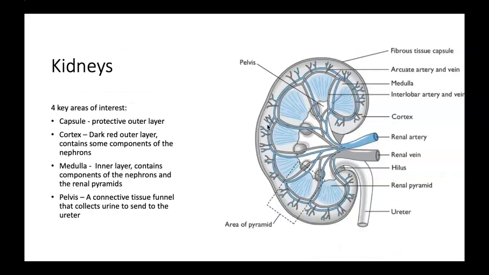There are four key areas of interest of the kidney: the capsule, which is the protective outer layer, the cortex, which is the dark red outer layer, and it contains some components of the nephrons. The medulla is the inner layer, and it contains components of the nephrons and the renal pyramids. And then we have the renal pelvis, which is a connective tissue funnel that collects urine to send to the ureter. So this would also be a good image to get to know.